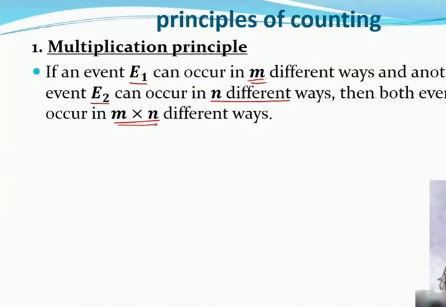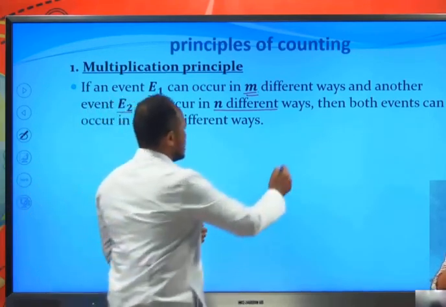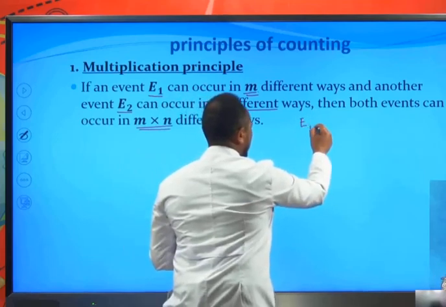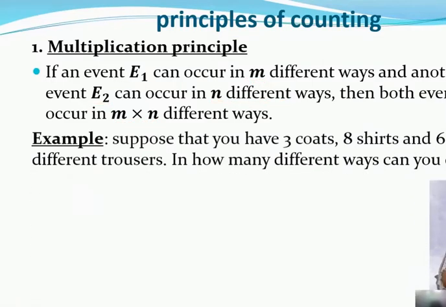By the way, you can extend this for more than 2 events. For example, if we have 3 events, E1 that occurs in m different ways, and another event E2 that occurs in n different ways, and another event E3 that occurs in r different ways, then these 3 events simultaneously occur in m times n times r different ways.